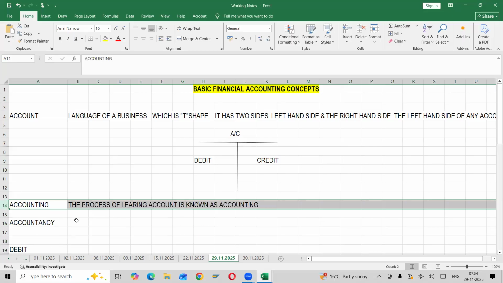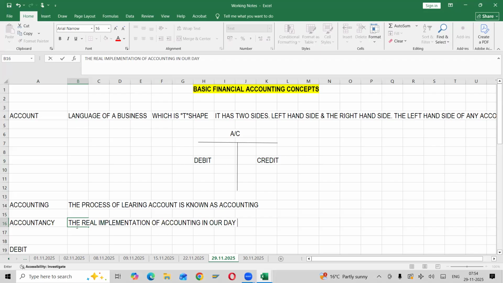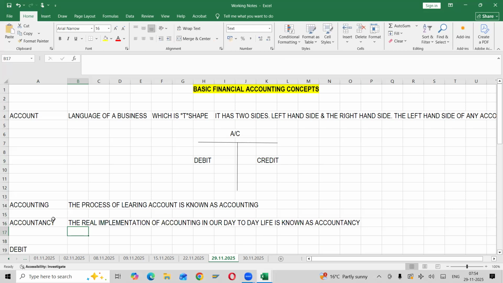Next one, what do you mean by accountancy? We have learned 5 years or 7 years of accounting, and after that, the real implementation of accounting in our day-to-day life is known as accountancy. So first, language; then accounting.